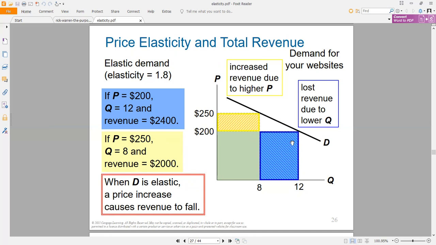Okay, if you look at the diagram here, the yellow shaded portion is an increase in revenue as a result of the increase in price from 200 to 250. Then this part is the reduction in total revenue as a result of a lower Q. And you can see that this portion is greater than this. So there's going to be a fall in total revenue.